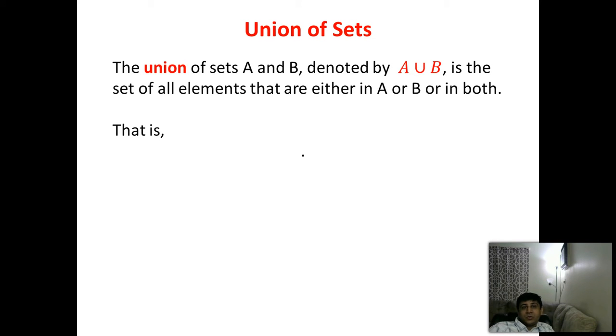Similarly, let's look at the union of two sets here. If we have two sets A and B, then the union of set A and set B, denoted by A union B, is the set of all elements that are either in A or B or in both. In set builder notation, A union B is equal to all X such that X belongs to A or X belongs to B. You want to compare it with the intersection. In the intersection, this OR was replaced by AND. If it's an intersection, this will be AND. If it's a union, this will be OR here.